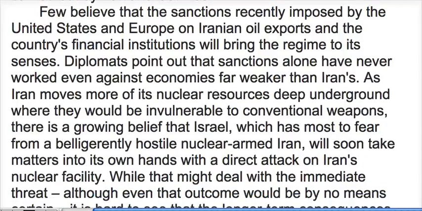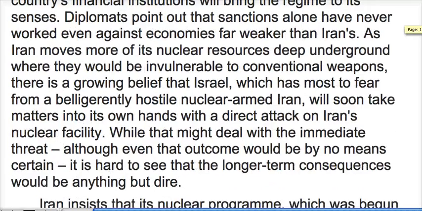Few believe that sanctions recently imposed by the United States and Europe on Iranian oil exports and the country's financial institutions will bring the regime to its senses. Diplomats point out that sanctions alone have never worked, even against economies far weaker than Iran's, as Iran moves more of its nuclear resources deep underground, where they would be invulnerable to conventional weapons. Now, this paragraph is quite a long paragraph, but I am going to stop there.